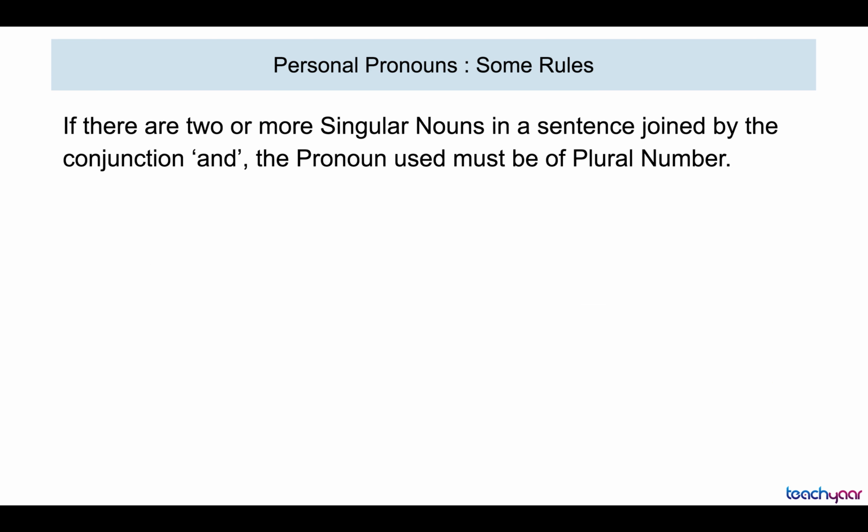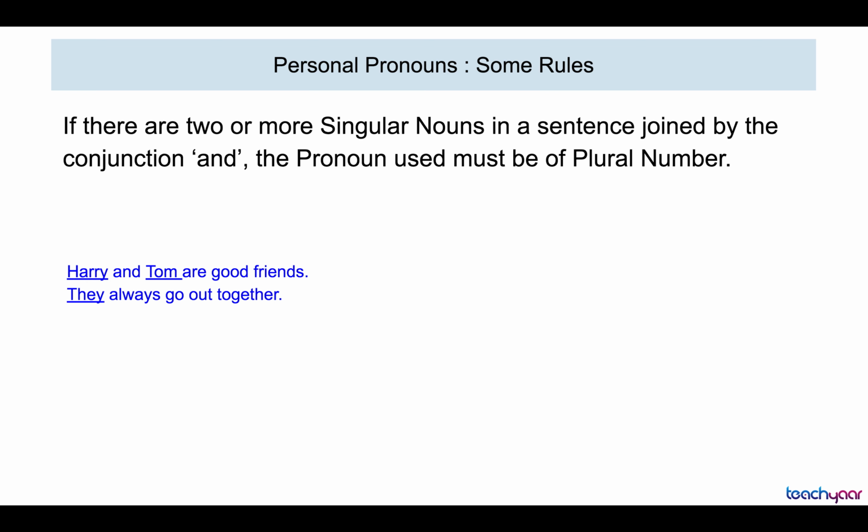If there are two or more singular nouns in a sentence, joined by the conjunction and, the pronoun used must be plural number. Let's take the examples. Harry and Tom are good friends. They always go out together. Now let's take the first sentence. As we have said, two or more singular nouns. So which are the two nouns here? Harry, Tom. And they have been joined together by using the conjunction and.